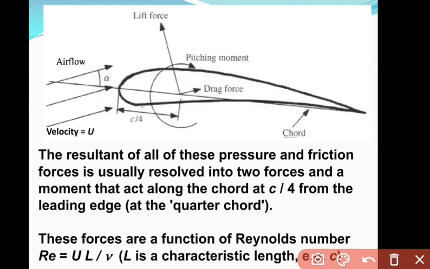Next, the resultant of all this pressure and friction force is usually resolved into two forces and a moment that act along the chord, C/4 from the leading edge. A quarter chord, we can say. These forces are a function of the Reynolds number, which is Re equal to ρVL by μ. L is the characteristic length, for example, here you can see the chord length C.